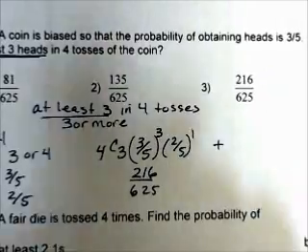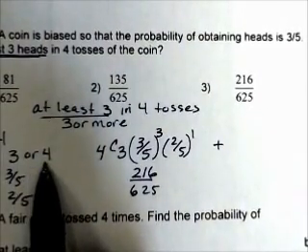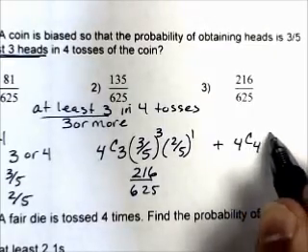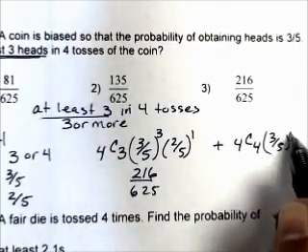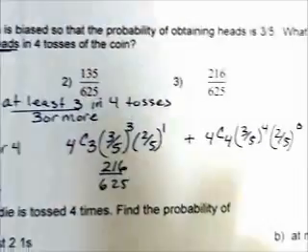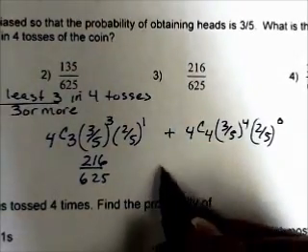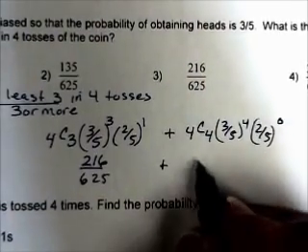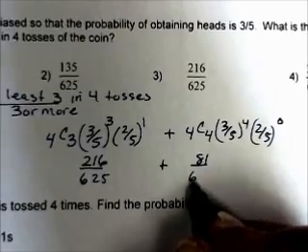Plus, next we want an r value of 4. 4C4, 3/5 to the 4th, 2/5 to the 4 minus 4, which is 0. Key that into the calculator. The result is 81 over 625.